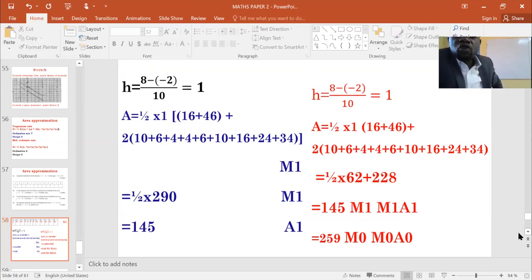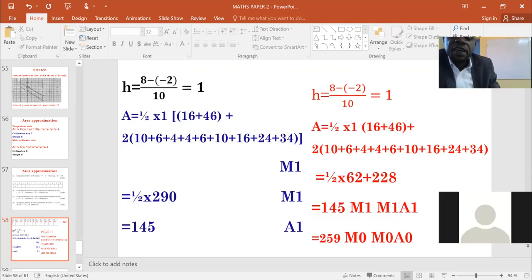So we wait and see how we are doing your working. At a half times 62 plus 228, again, at that particular point, we are not very sure that is that student still doing using trapezium rule, because from there the answer should be 259. But if that student recovers and notices that I should add 62 plus 228, he remembers that in trapezium rule, we have to add everything first before multiply by half. He does that and get 145. All the 3 marks will be awarded at the last point, which will be M1, M1, A1. So that is how friendly the marking is.